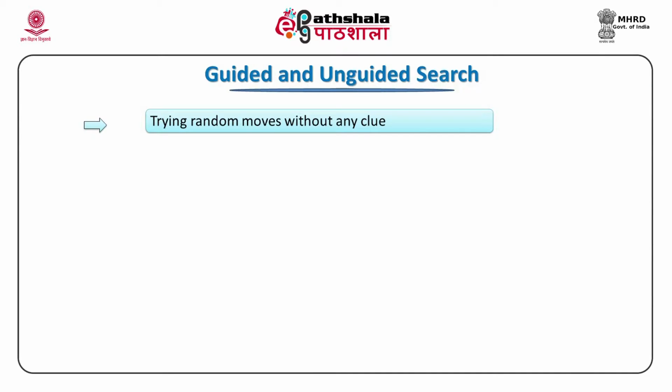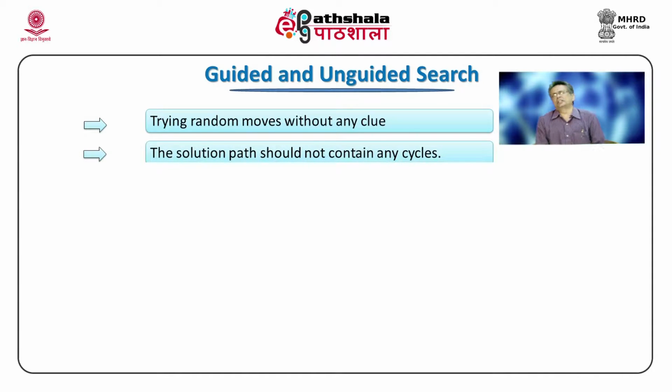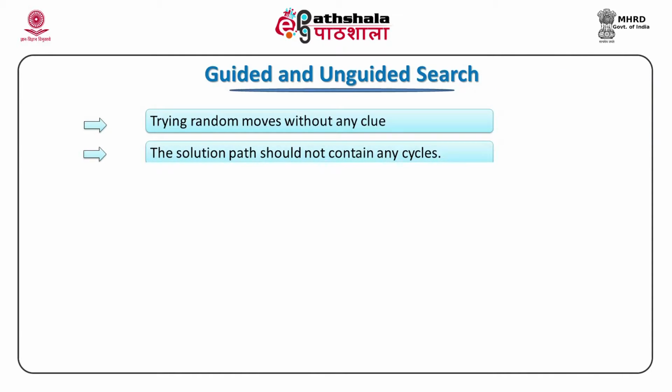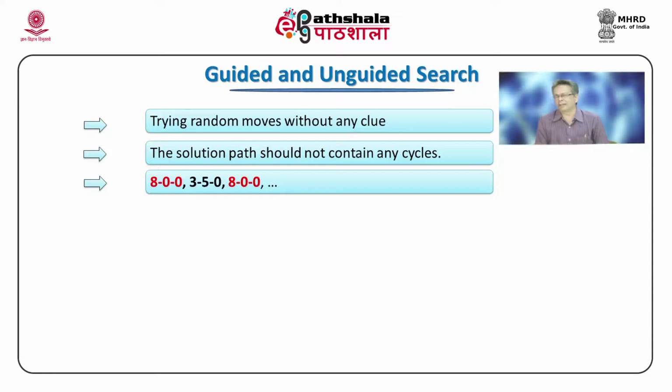So let us first talk about one of the simplest requirements. The first requirement is that the solution path should not contain any cycles. Look at the three examples given on the slide: 800, 350, 800. What does that mean? You pour milk from the 8-gallon jug to the 5-gallon jug and pour it back. Now, this is a cycle.